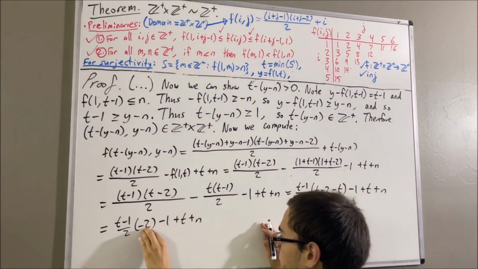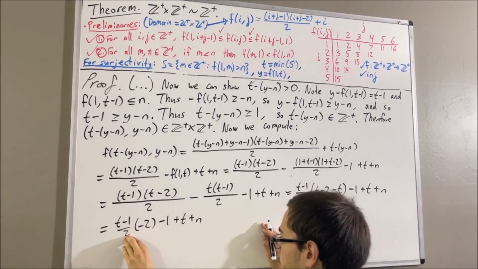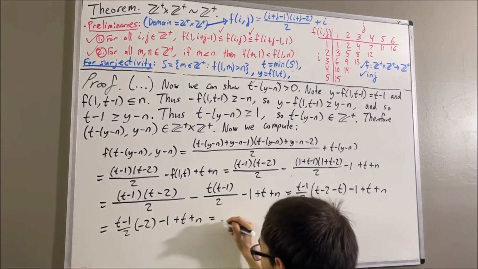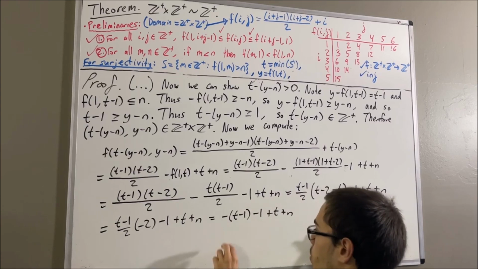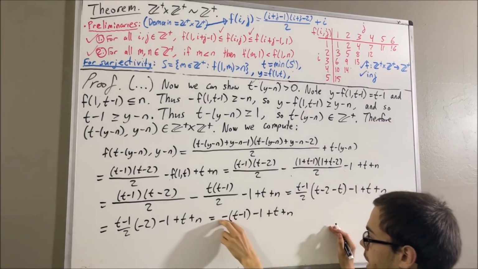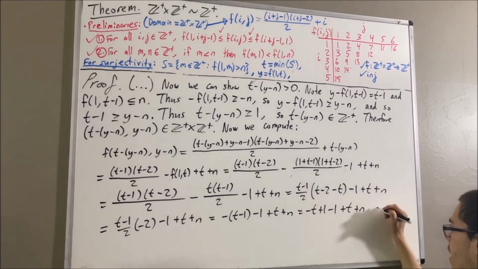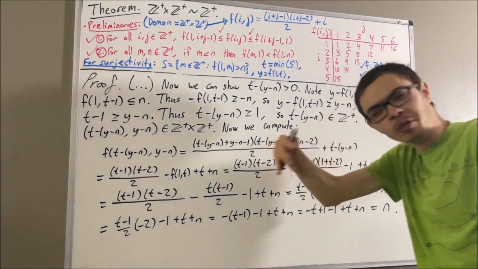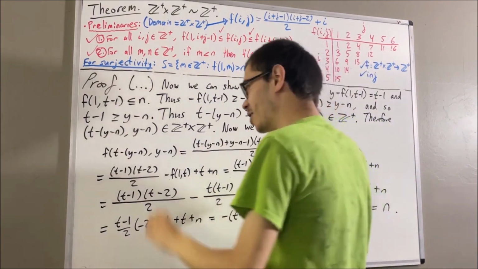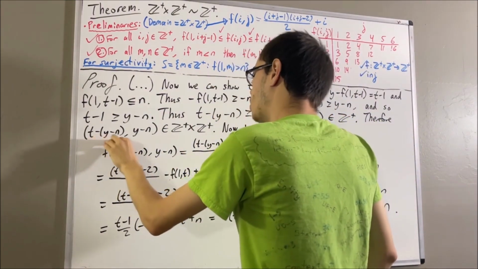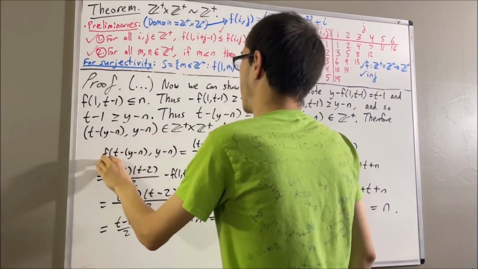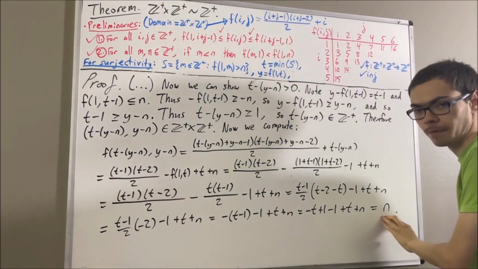We see that the negative 2 divided by 2 is going to give us a negative 1 times t minus 1. Distributing the minus sign across, we're going to get negative t plus 1. And this just simplifies down to n. So we have computed, right? I like that word, computed, the functional value of this ordered pair through the function f. And we found that it's equal to n.